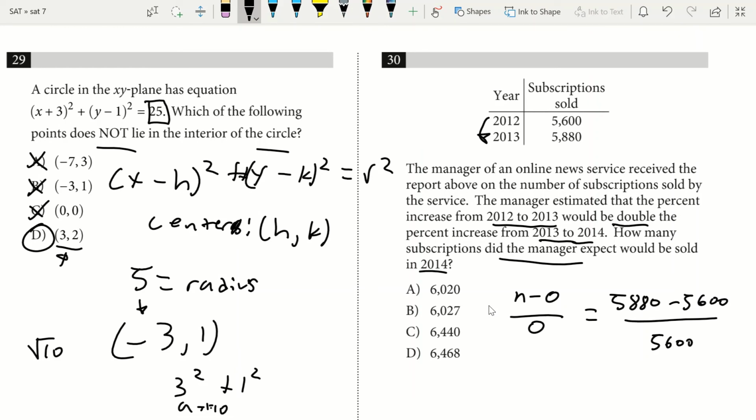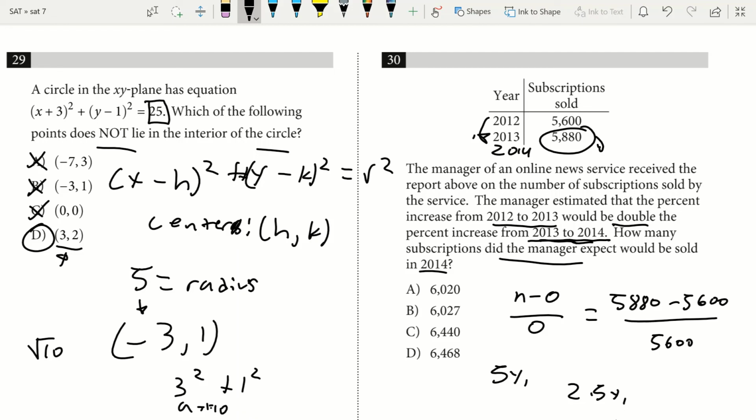I'm going to plug that into my calculator. 280 over 5600, and I get 0.05. I multiply by 100, I know that's 5%. All right, so we got 5% right here. That's our 5% increase. Now we know that that increase there is double what we're going to get in 2013 to 2014. So when we divide it by 2, that's going to give us our new increase, right? So now we know we increased by 2.5% from this 2013 to our 2014.